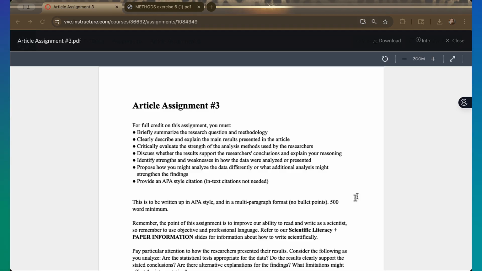Okay, so, as you work, just pay attention to how the researchers presented their results and think through the questions that I ask on the assignment. Take your time to read carefully, all that good stuff. Okay. All right. So that is Article 3.